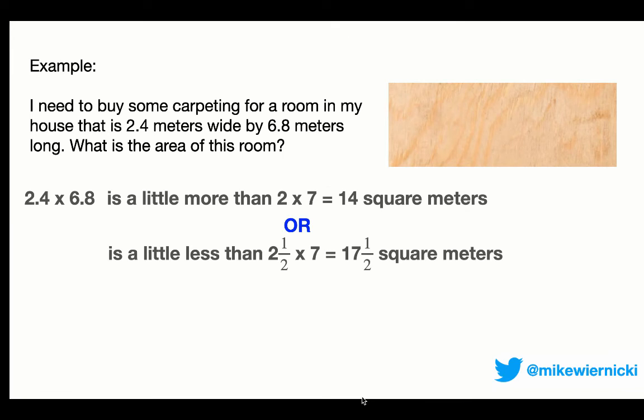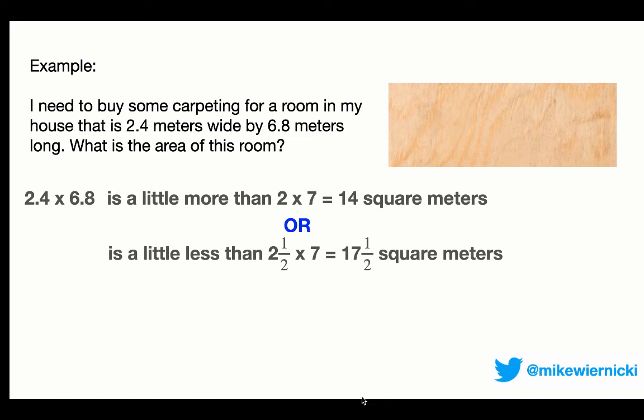If I'm given a context where I need to multiply two decimals, first I can estimate what the answer will be close to. In this example, I need to buy some carpeting for a room in my house that's 2 4/10 meters wide by 6 8/10 meters long. So I need to find the area of my room.